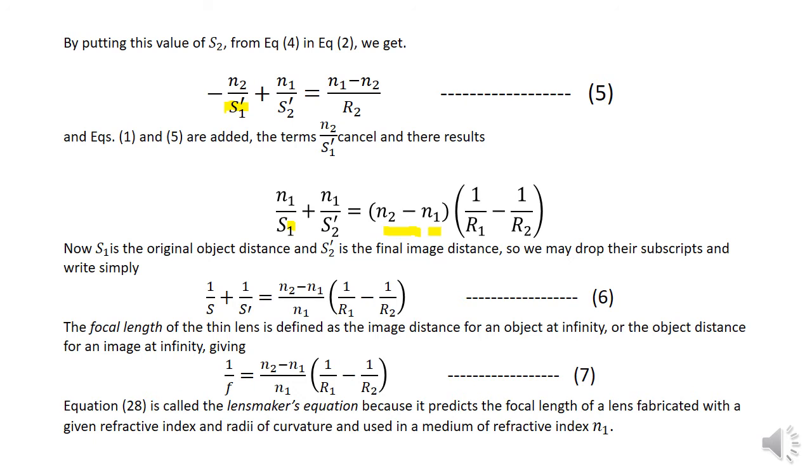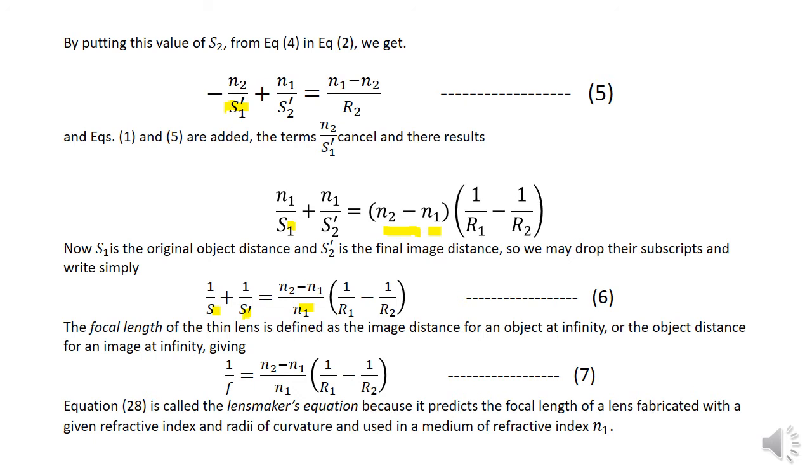Here this S is the object distance with respect to the lens, and this is the image distance with respect to the lens, and this N1 from these two terms is brought to the other side in the denominator. You can see it. So also we know that 1 over S plus 1 over S prime is equal to 1 over F. So I have just replaced these terms by 1 over F. So this is the lens equation.